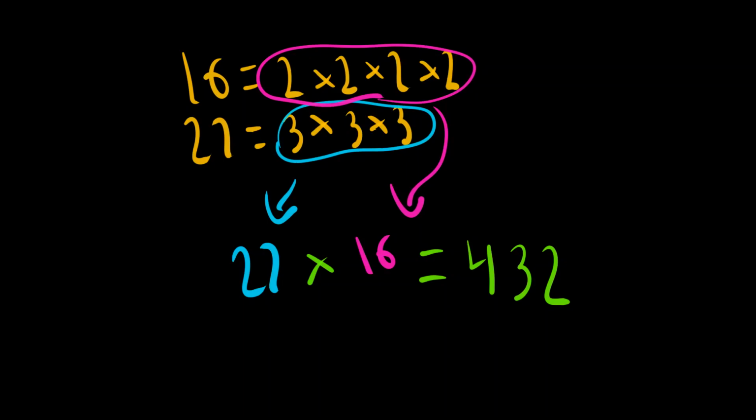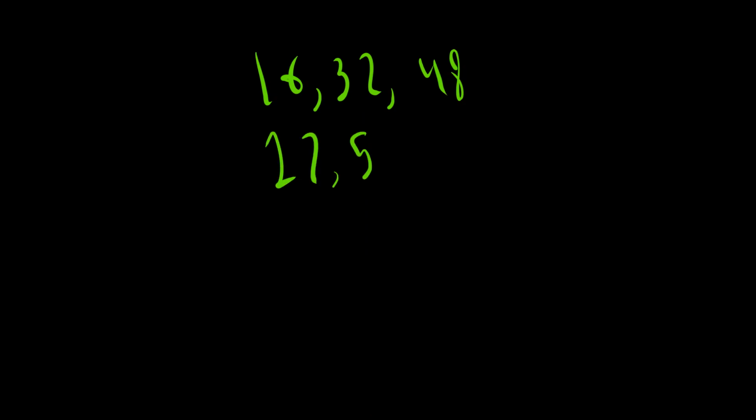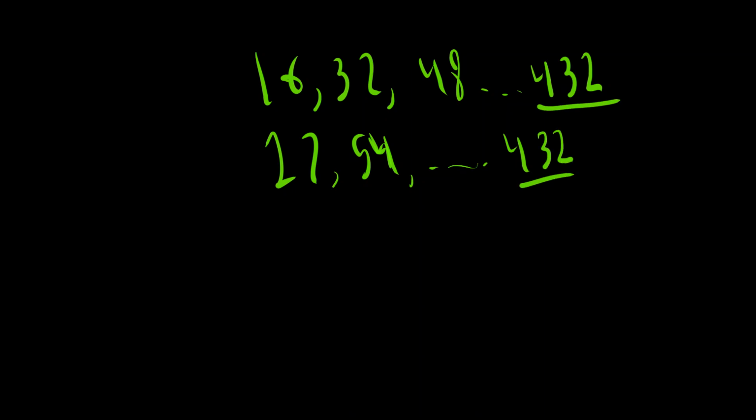So use the least common multiple formula and do not draw long lines such as 16, 32, 48, and 27, 54, and then blah blah blah, 432. So could you imagine drawing long paragraphs? No, you cannot. But now you are prepared to solve greatest common factors and least common multiples.